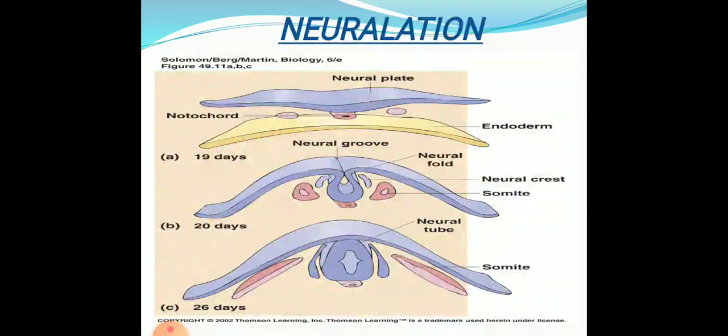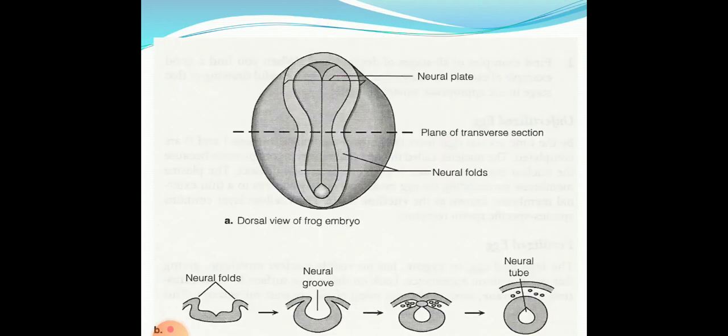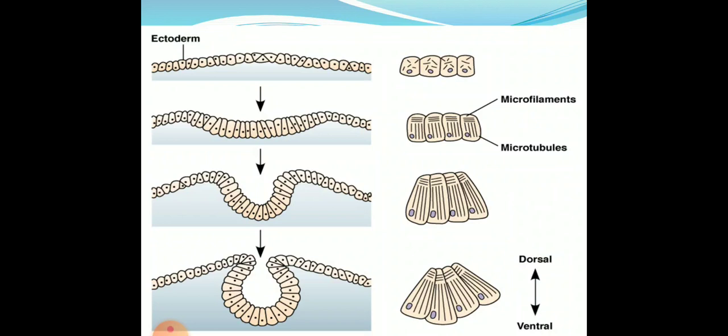So as the neural tube is separated from the ectoderm, here you can see in the last diagram, a certain number of loose cells are liberated from the neural folds in the space between the ectoderm and the neural tube. These cells arrange themselves as two longitudinal bands on the dorsolateral wall of the neural tube. So these cells constitute the neural crest.